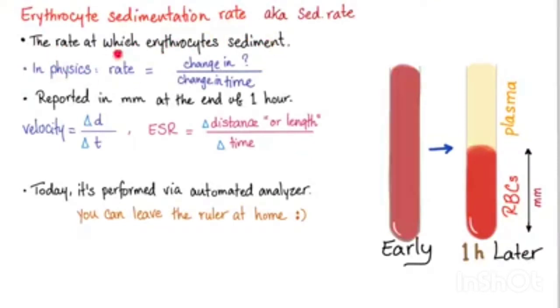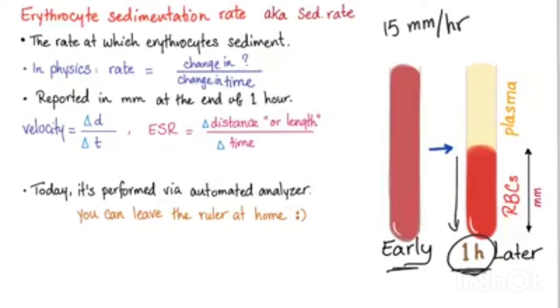Genius. As you know in physics, any rate is change in something over change in time. The denominator has to be time. So we know velocity, change in distance over change in time, ESR, change in distance over change in time. Reported in millimeters per hour. So leave this test tube for 1 hour, and let's say that your normal ESR was 15 millimeters per hour, which means after 1 hour, we measured this distance or length, and it was 15 millimeters.